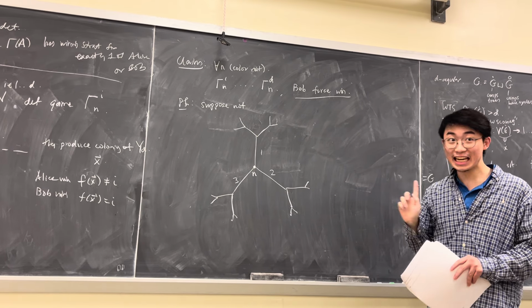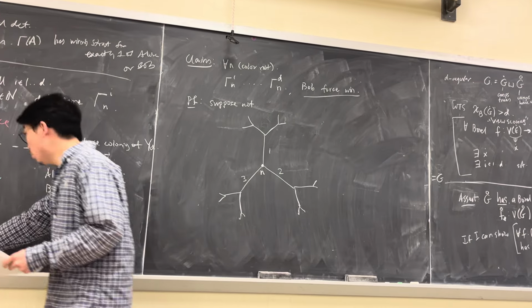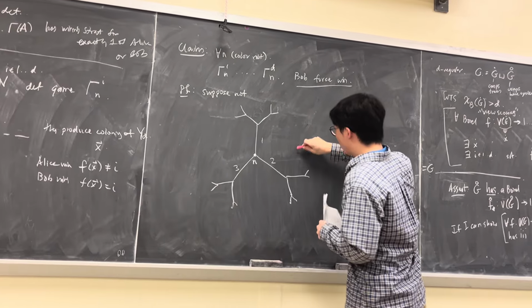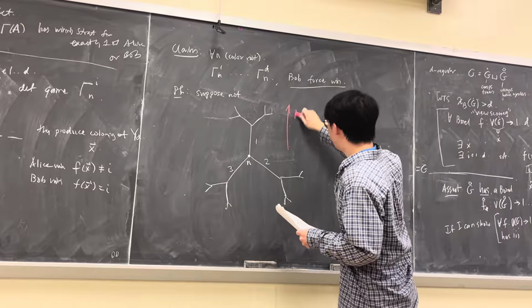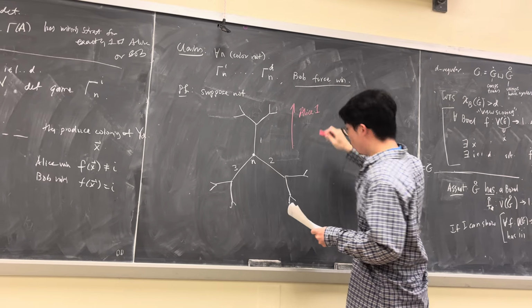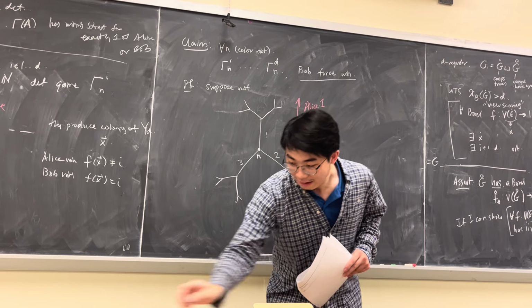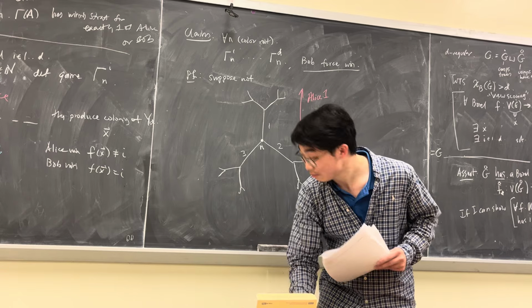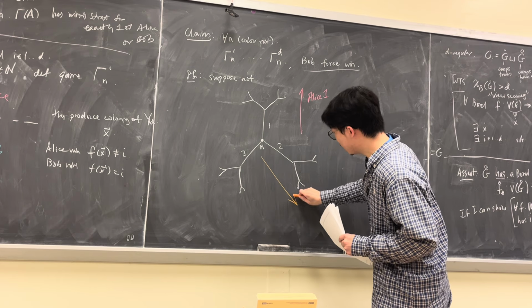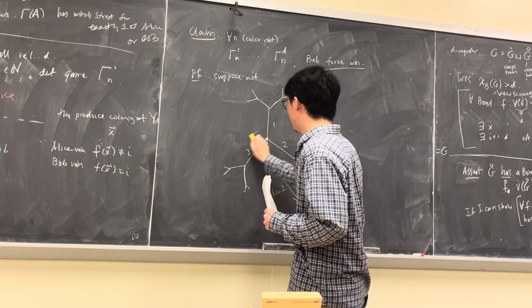I will have D Alices playing against each other. So I'll have Alice number 1 playing in this direction. Alice number 2 will play in this direction. And Alice number 3 will play in this direction.